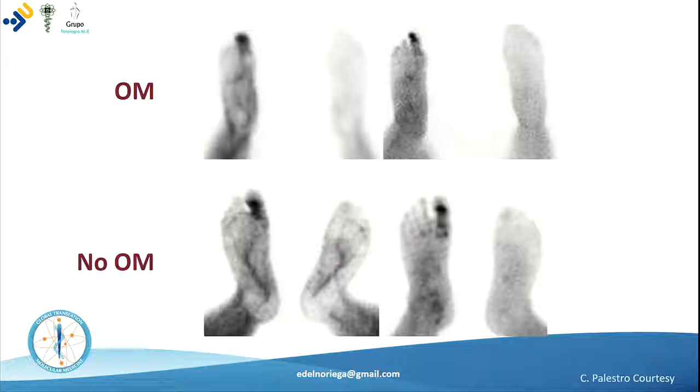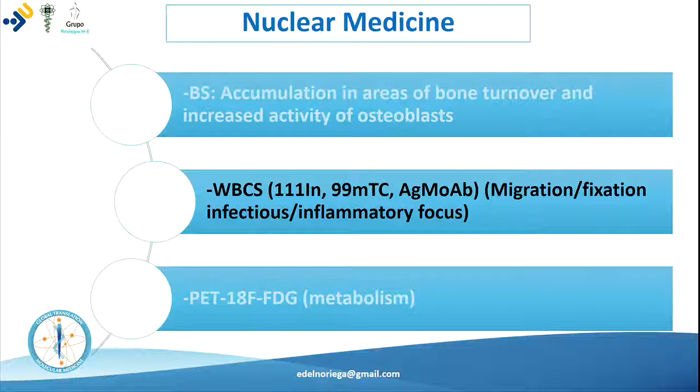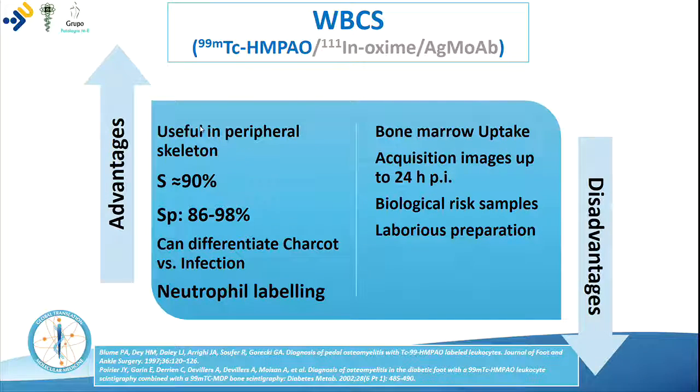So here the bone scan is not very useful, and we have to use a more specific test such as leukocyte scan with indium, technetium, or antigranulocyte mononuclear antibody. Here, in this exploration, we can see leukocyte migration and fixation into the infectious or inflammatory focus. It's very useful in the peripheral skeleton with high sensitivity and high specificity, and it can also differentiate Charcot versus infection. But bone marrow uptake could appear. Sometimes we need to perform 24-hour post-injection imaging, so the exploration could take 2 days. And there are also biological risks because of the manipulation of blood samples, and it also needs a laborious preparation.